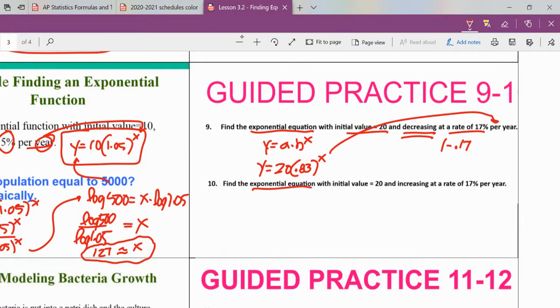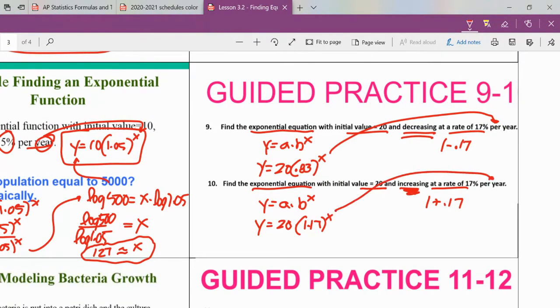Same thing here, exponential equation. So we'll go y equals a times b to the x. Initial value is 20, so that's the a value. And then we're increasing at a rate of 17%, so that's 1 plus 0.17. So that'd be times 1.17 to the x power. Again, the x stands for per year.